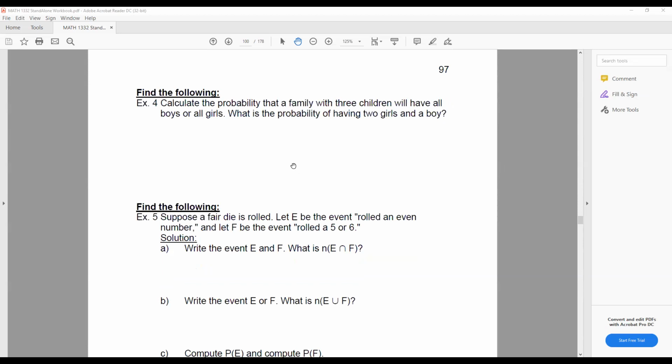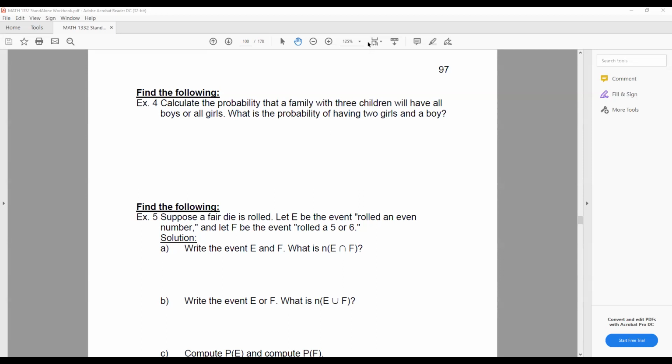So example 4, let's do that on paper. To calculate the probability that a family with 3 children will have all boys or all girls. So let's assume the 3 kids already exist so that we can avoid things like death, twins, triplets, that type of stuff. So there's a family out there somewhere that has 3 kids and they want you to guess what is the probability that they are this or that.